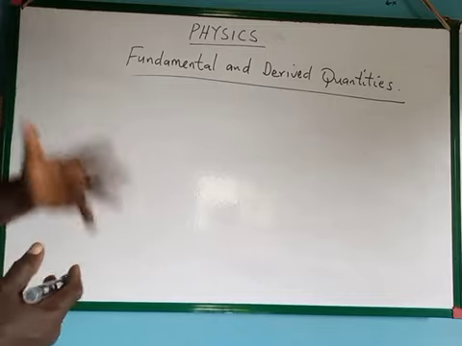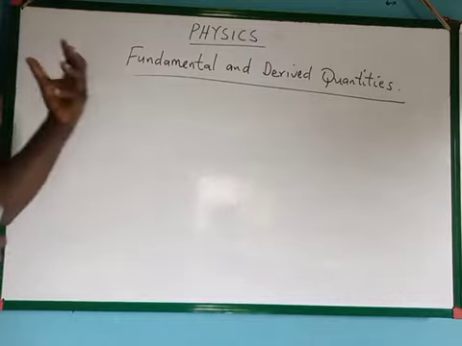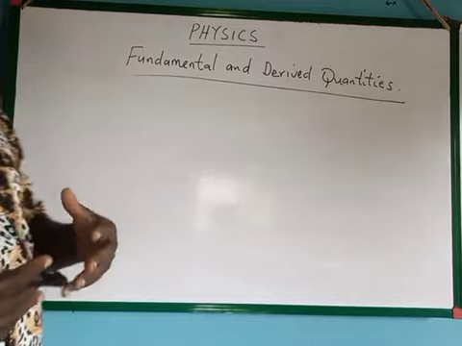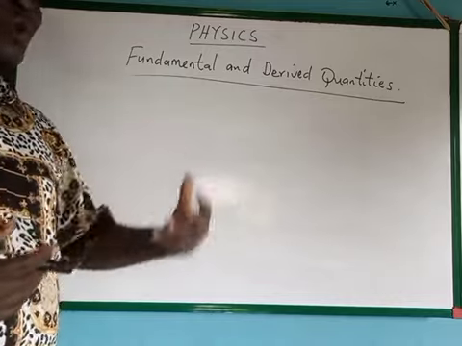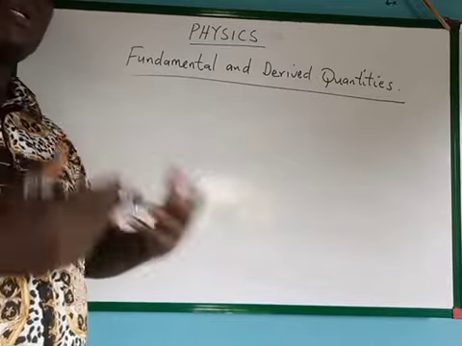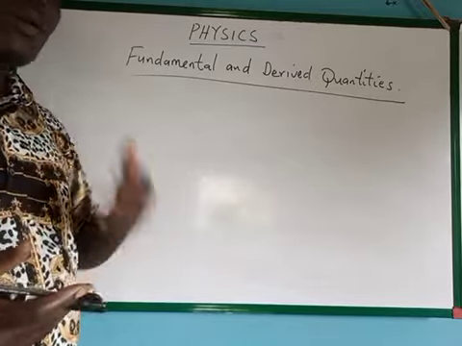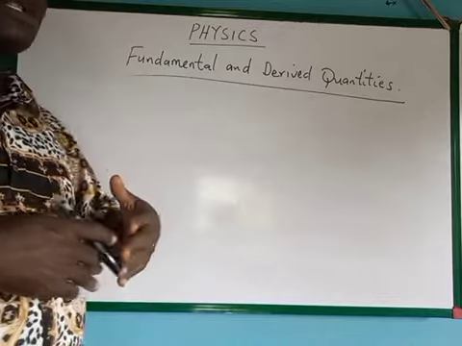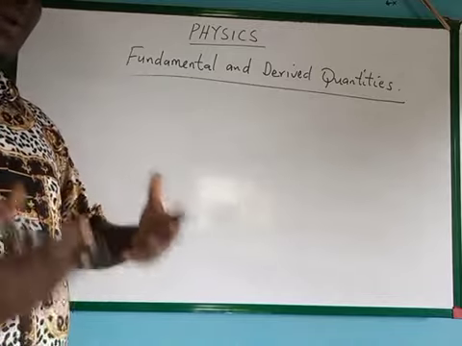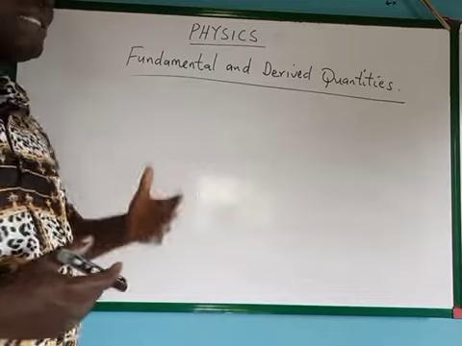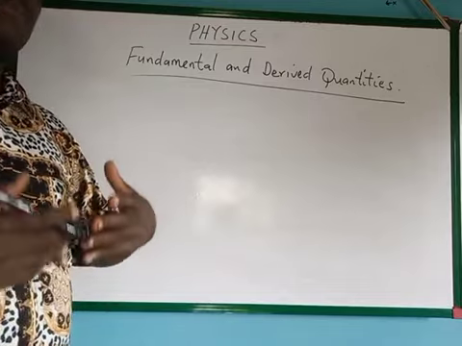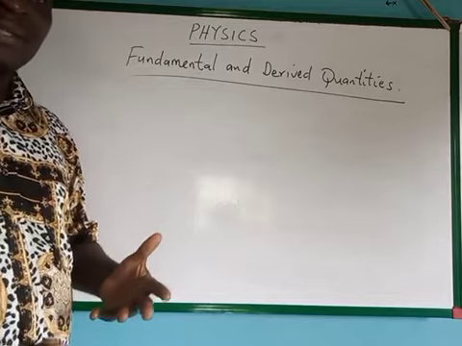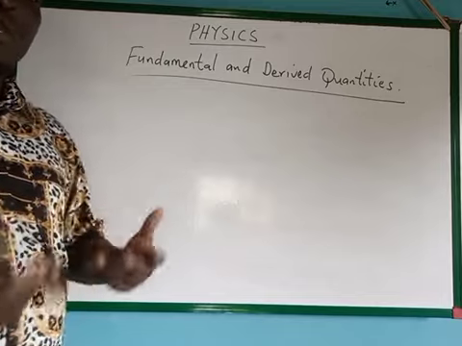Now, simply put, fundamental quantities are quantities that are measured directly from any body or phenomenon or figures. So these are just measurements that are gotten from the word fundamental. Fundamental means basic, it means primary, it means first, what you get as you measure.